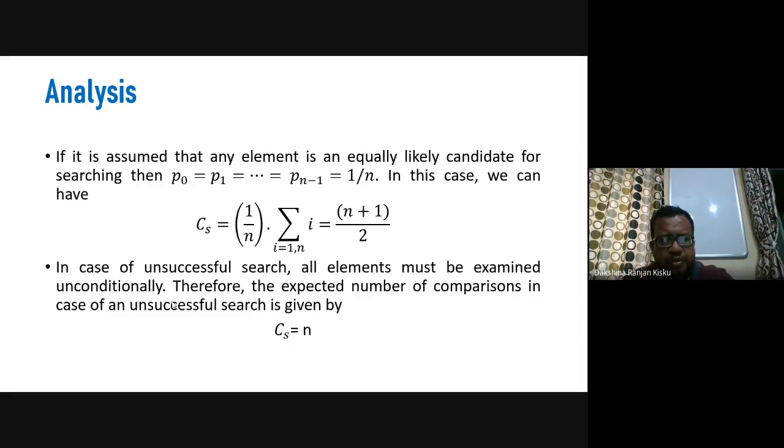Now in case of unsuccessful search, all elements must be examined unconditionally. So the expected number of comparisons in case of unsuccessful search becomes n. Cs is the expected number of comparisons in case of unsuccessful search, Cs equals n. That means after having n comparisons, if the search is found to be unsuccessful, then the expected number of comparisons for unsuccessful search becomes Cs equals n. So n, the total number of elements, becomes the expected number of comparisons for unsuccessful search.